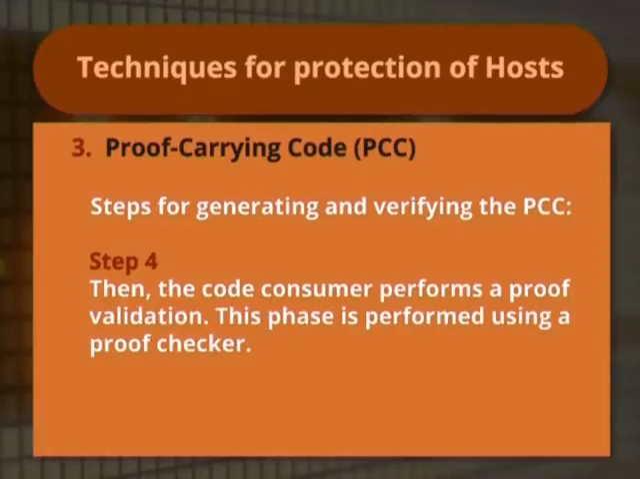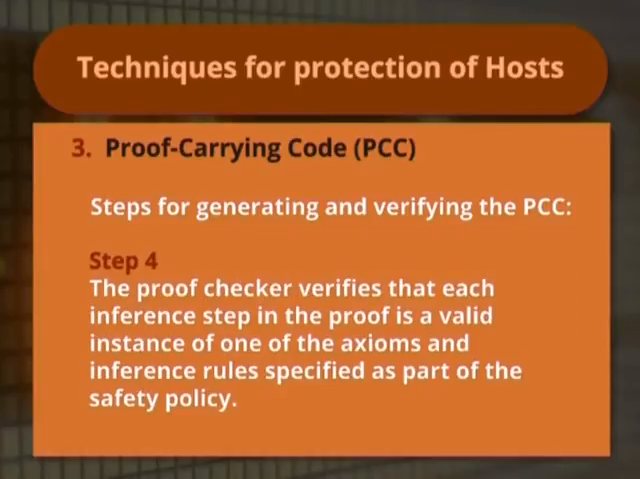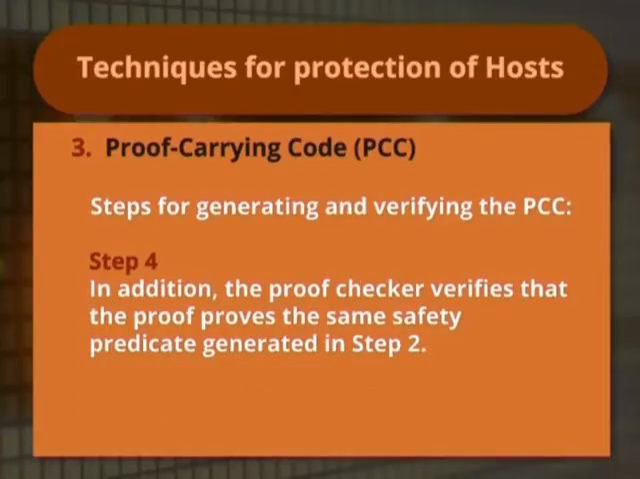Step number 4. Then the code consumer performs a proof validation. This phase is performed using a proof checker. The proof checker verifies that each inference step in the proof is a valid instance of one of the axioms and inference rules specified as part of the safety policy. In addition, the proof checker verifies that the proof proves the same safety predicate generated in step number 2.